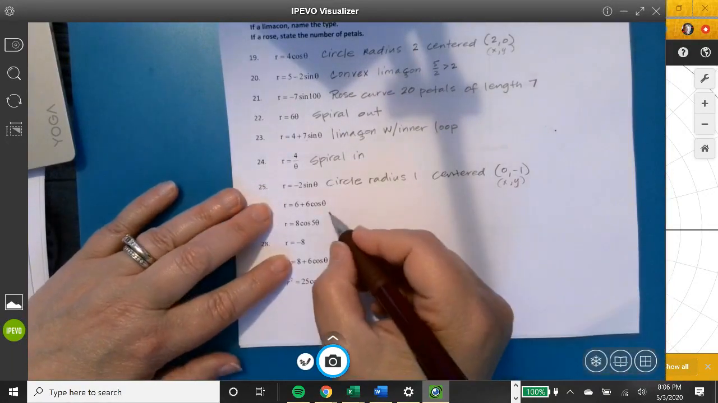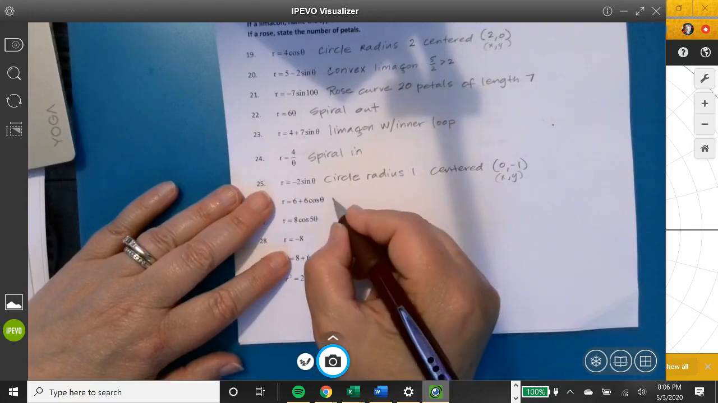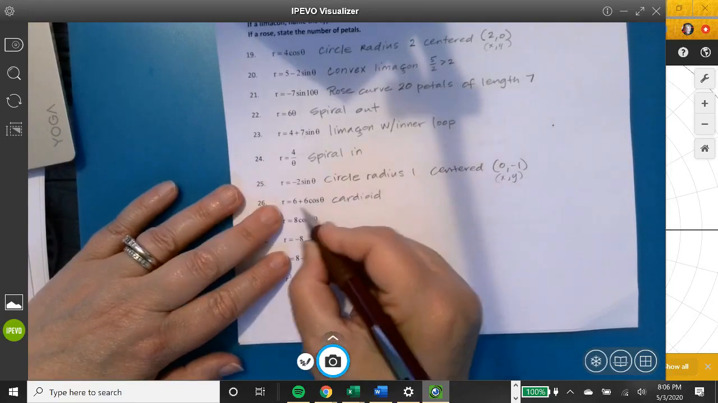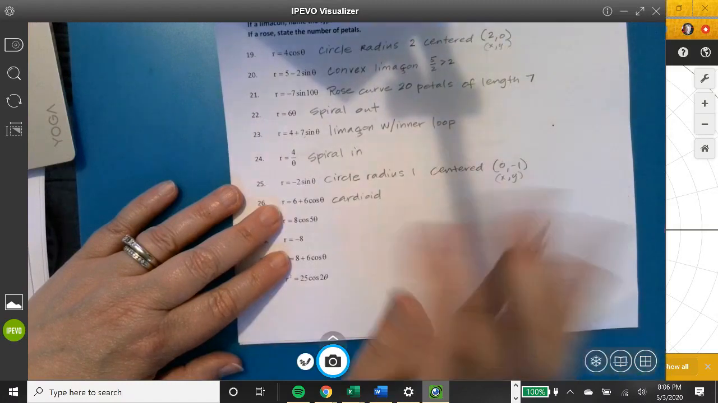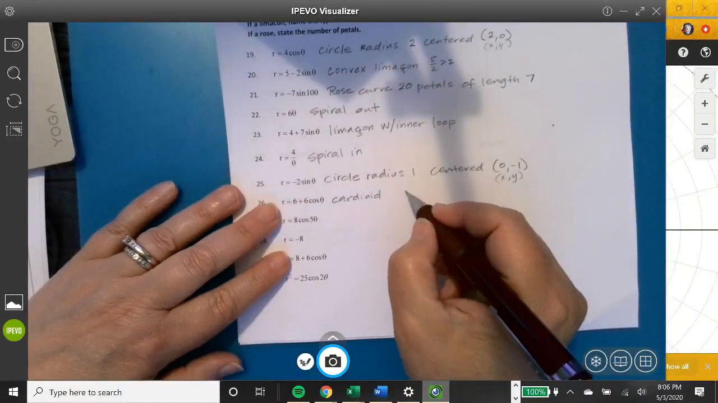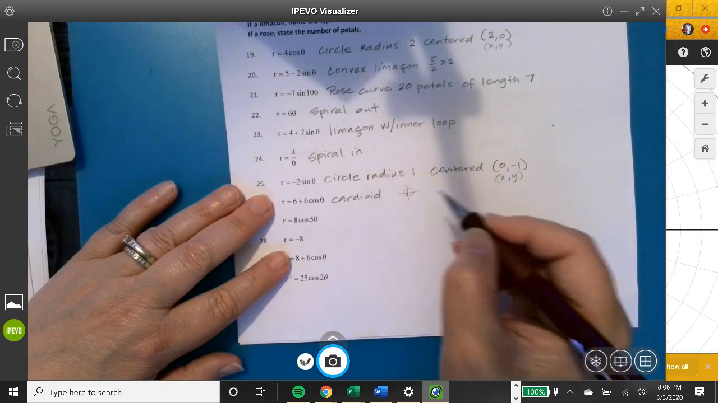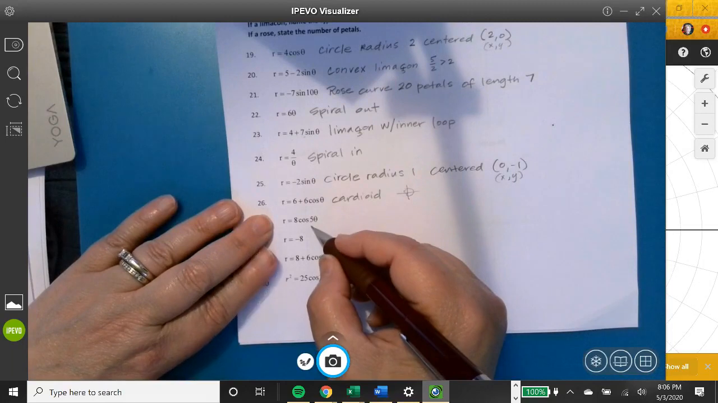Okay. R equals 6 plus 6 cosine theta. Yeah, this is a cardioid. Now, why is it a cardioid? Because these are equal, and we know it's going to bounce off the pole. And where is the biggest side going to be? It's going to be on the right side, because this is positive, right? So I was guessing it would be like that, right?